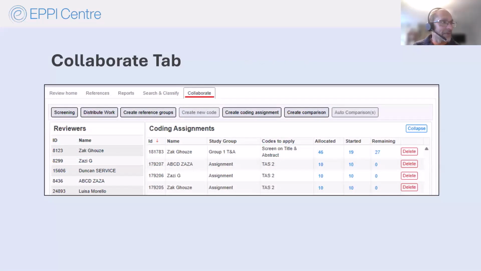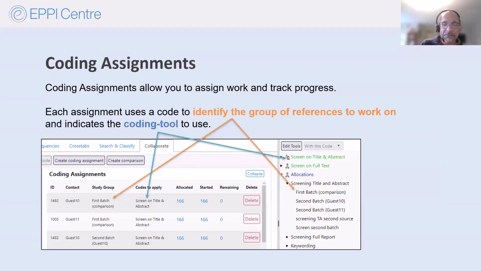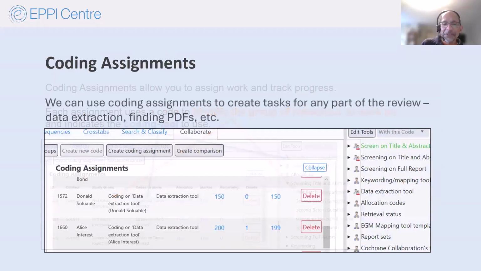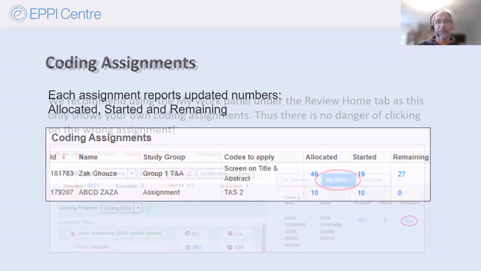And the final tab when you're navigating around EPPI Reviewer is the Collaborate tab. So you can set up work assignments for reviewers here, see what you've started, what you've been allocated, and what remains to be done. You can set these work assignments up for any particular task. So screening, data extraction, finding PDFs or what have you.